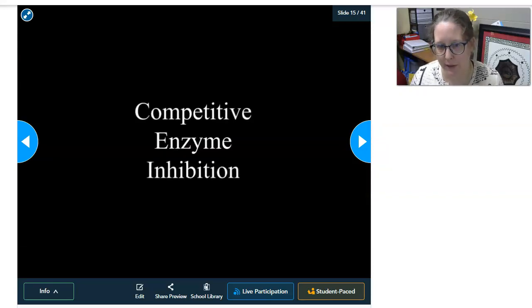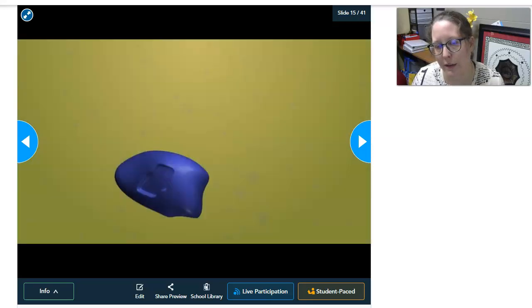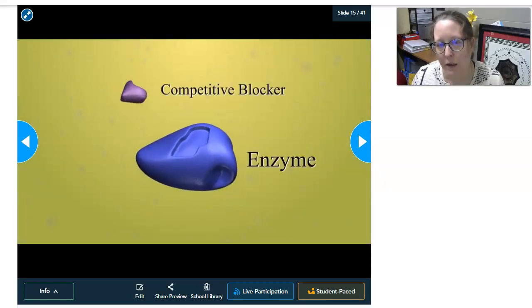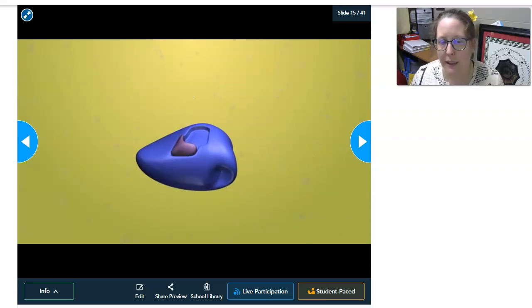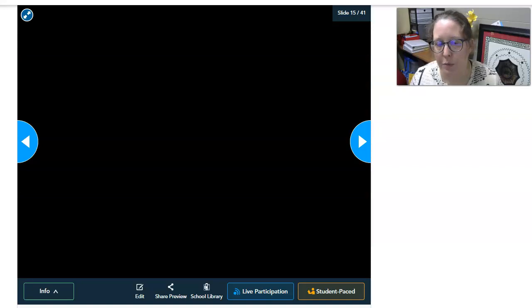All right, competitive enzyme inhibition occurs when an enzyme encounters a blocker, which mimics the properties of the substrate and binds to the enzyme's active site. Thus, when substrate is encountered, the active site is not available for attachment and no reaction will occur. Again, that one is reversible.